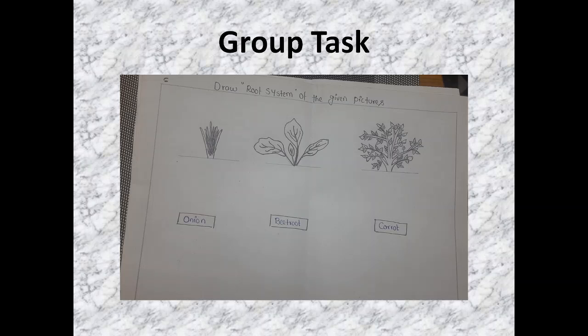So in this way, we can make a period plan or a lesson plan for teaching EVS at primary level. Hope this video will help you to develop your own portfolio in EVS.